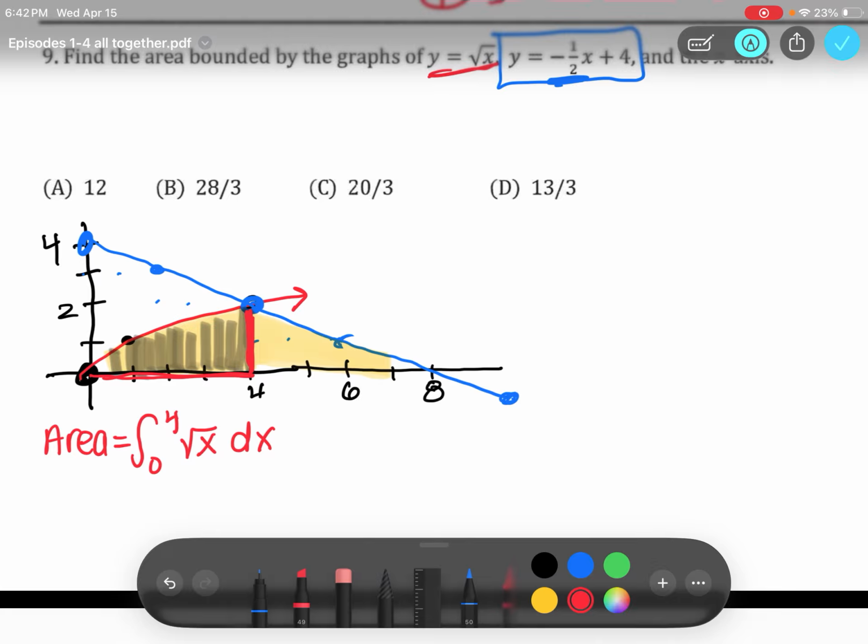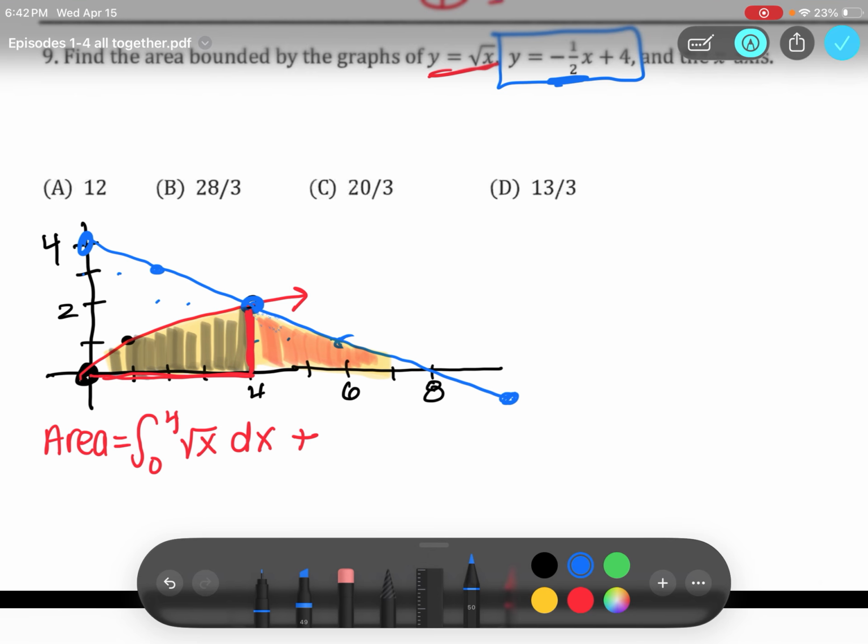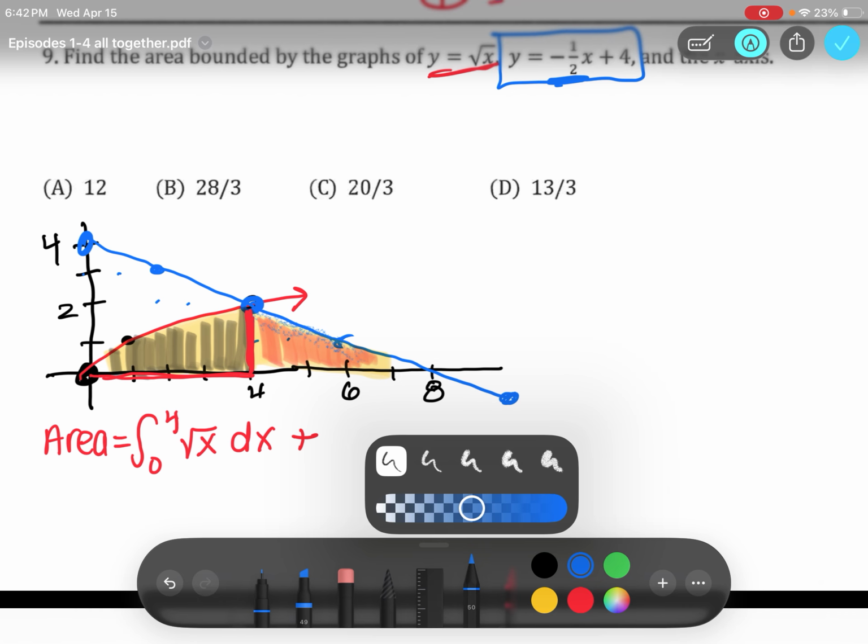Then I come over here and I'm going to add it to whatever this area is. Well, look at this area. This area, I could integrate top minus bottom, but guys, this is just a triangle. This right here is just a perfect triangle because this was linear.